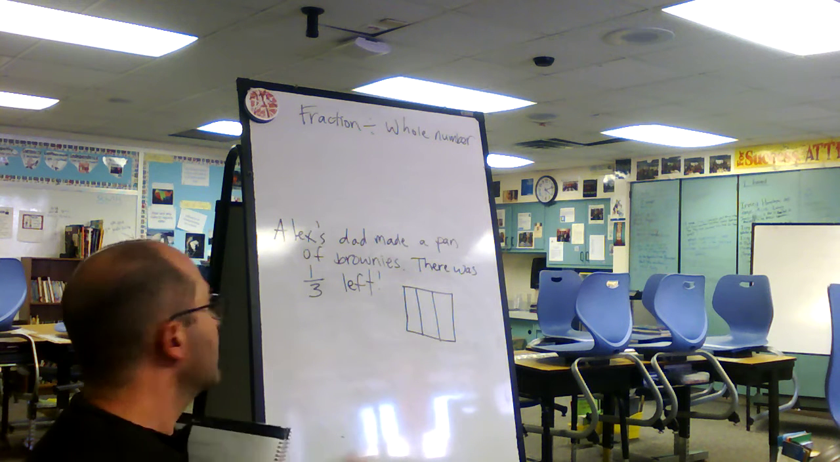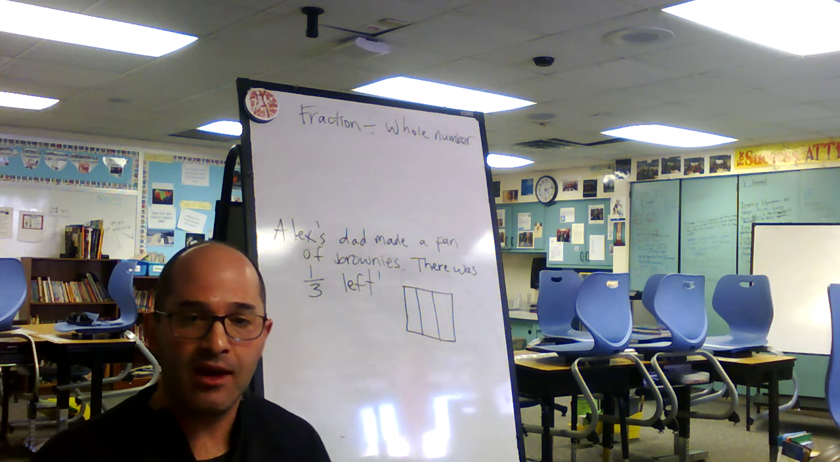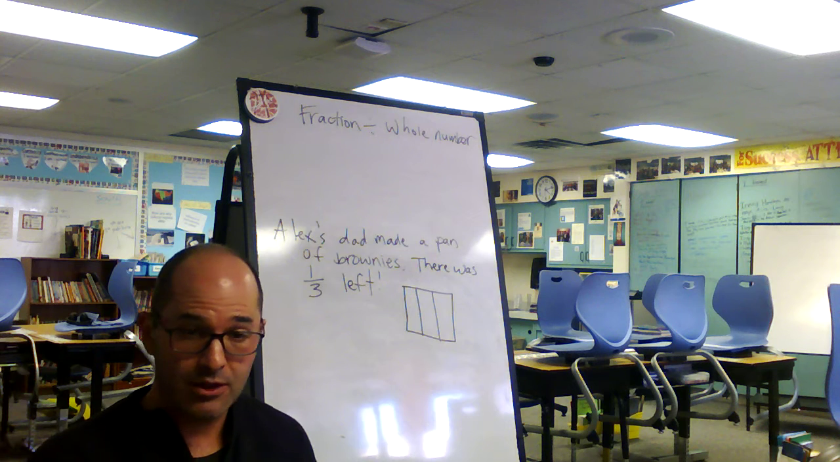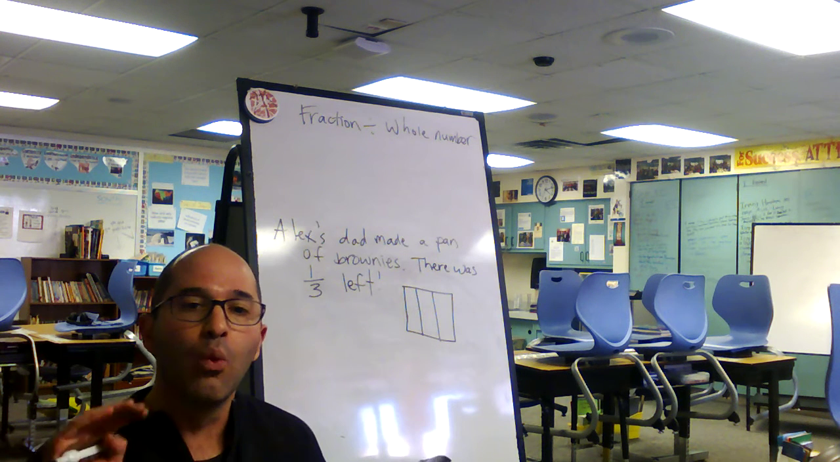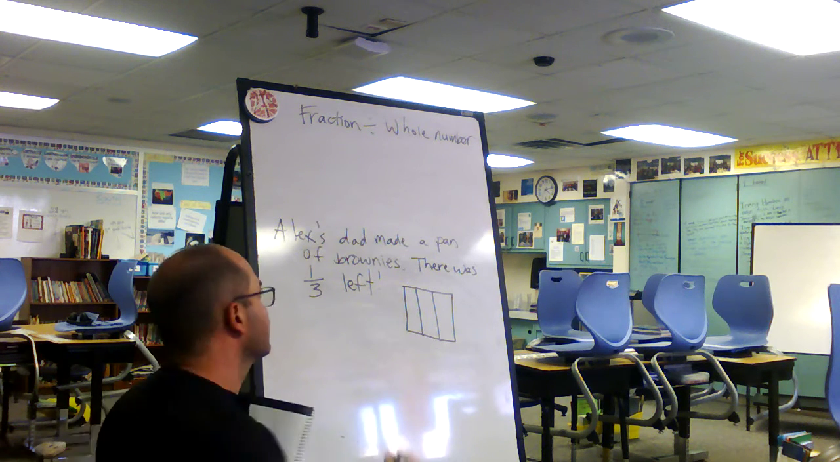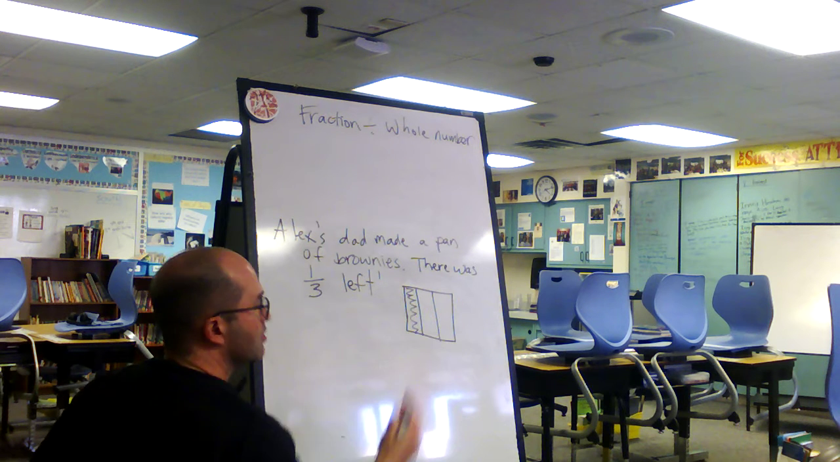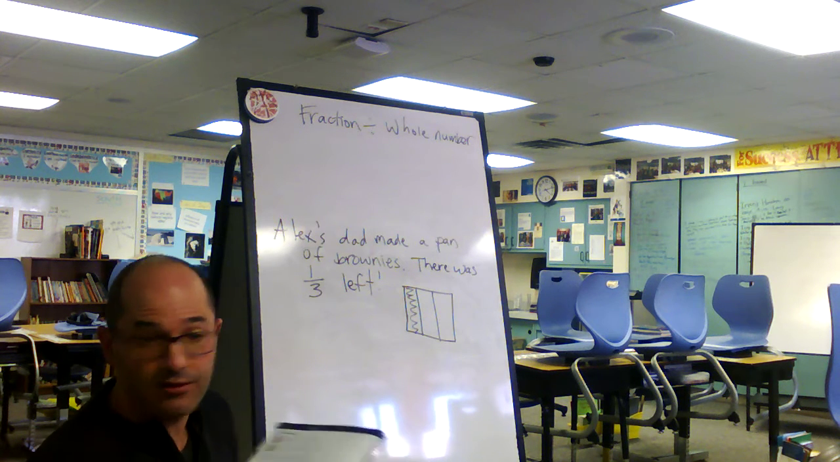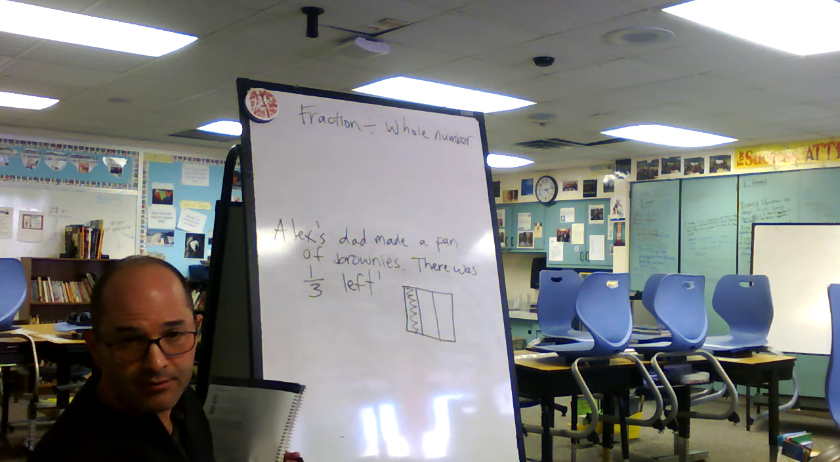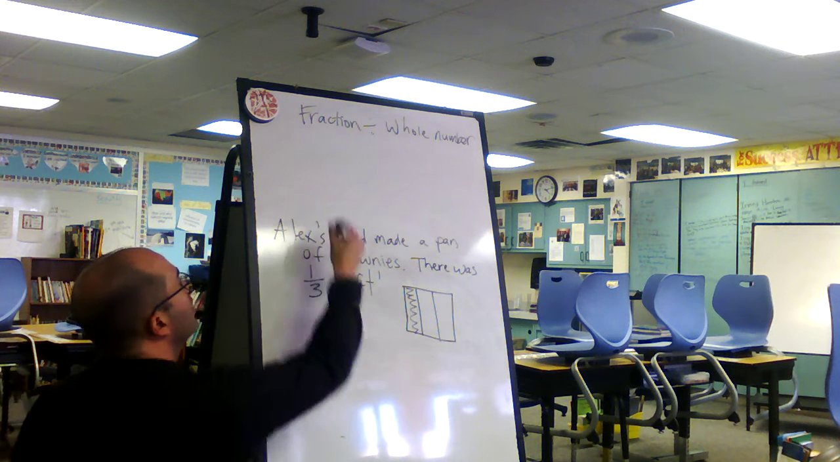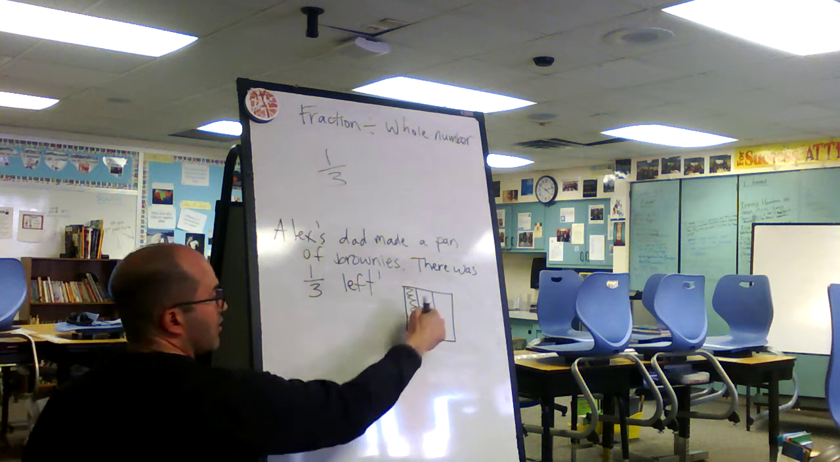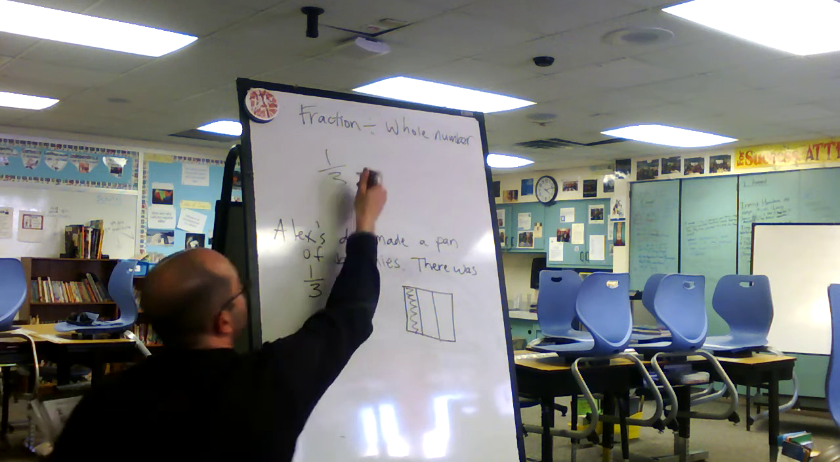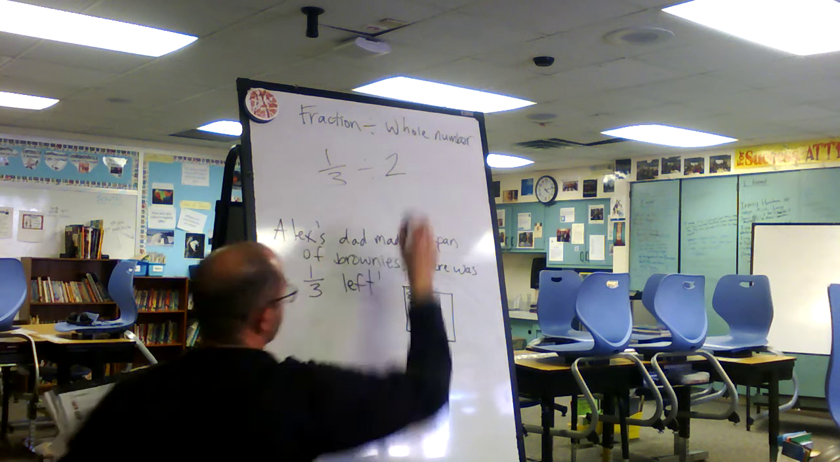So in this example, we're saying Alex's dad made a pan of brownies. One whole pan, and there was 1/3 of the pan left. So there's less than a whole pan. Only 1/3 is left. Let's say you are dividing that 1/3 that's left, divided by 2.